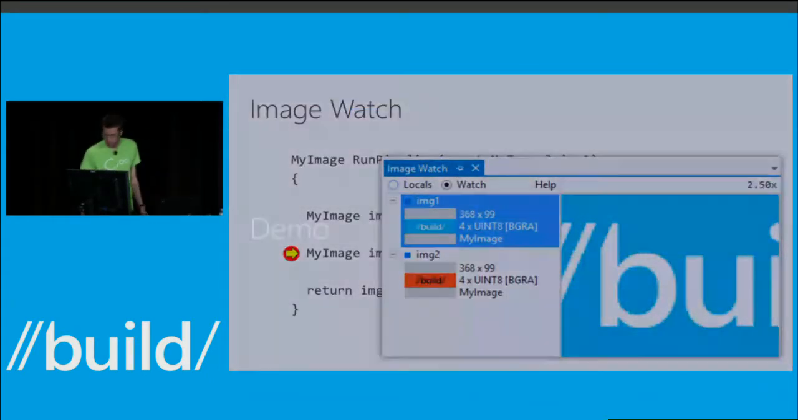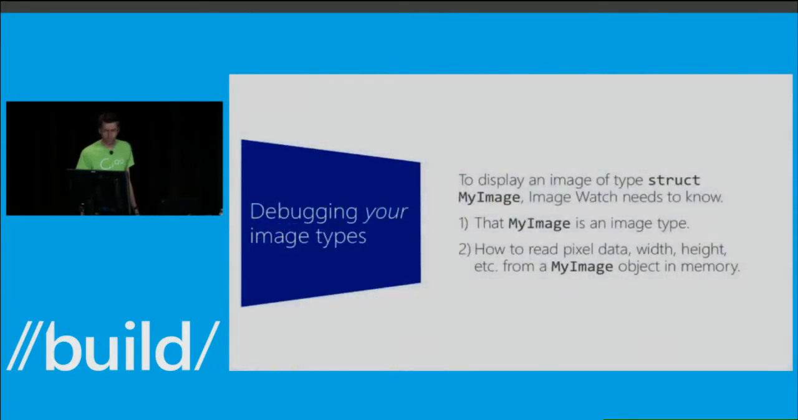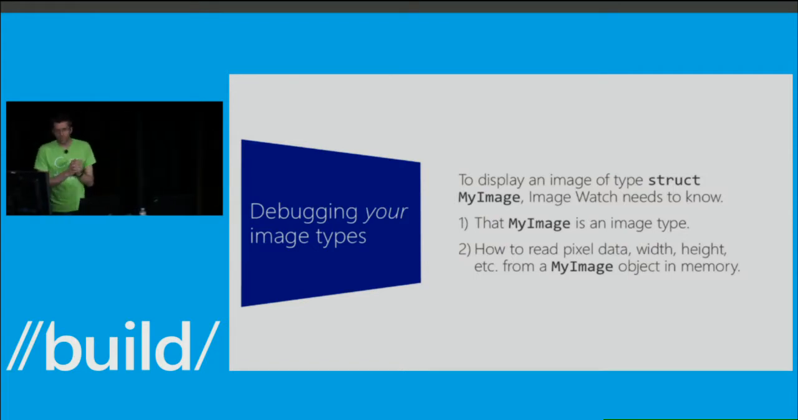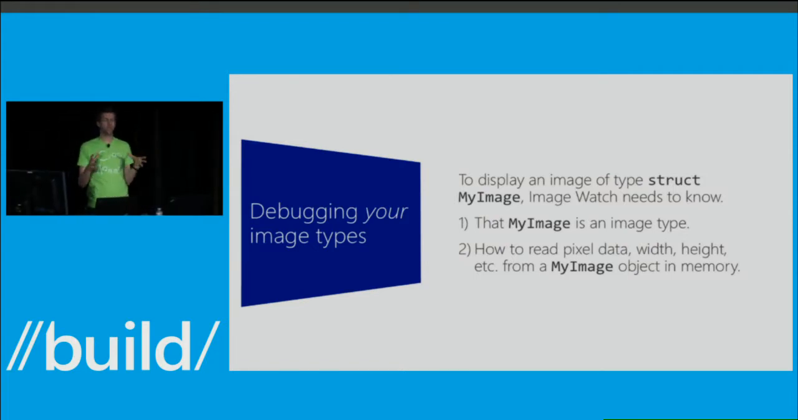Okay. That was the demo. So now in this last part of the first part, I wanted to talk very quickly about how you can use ImageWatch to debug your own image types. Because the thing about ImageWatch is you can essentially register any C++ type that is an image in ImageWatch, and then it will just work just like the My image we just looked at.